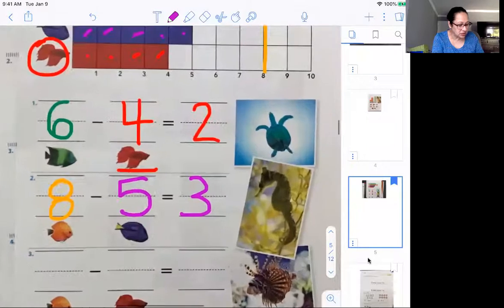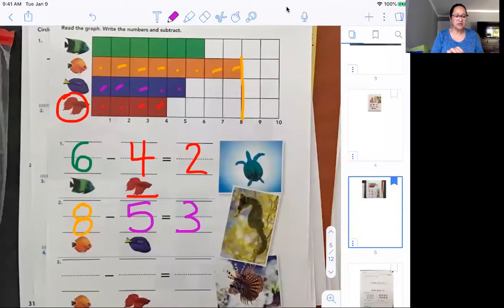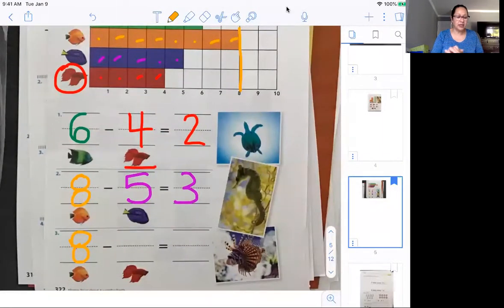Let's do the last one. You need to look at the orange one, and you need to look at the red one. Okay, so we're going to look at the orange fish. 1, 2, 3, 4, 5, 6, 7, 8. We're going to write orange 8, like the one on top. And now we're looking at a different color, though. We're looking at red. So how many red ones are there, boys and girls? Did you say 4? Yes, 4.